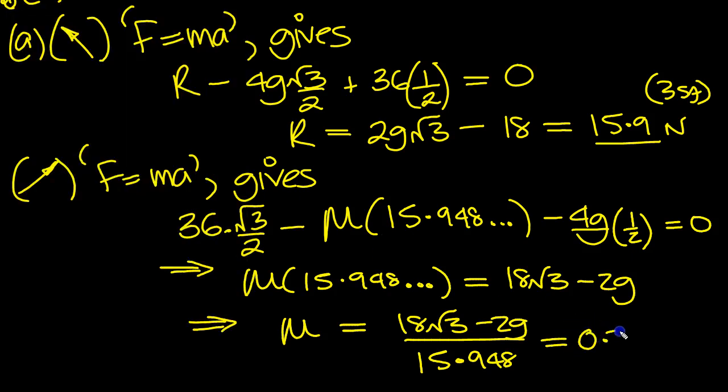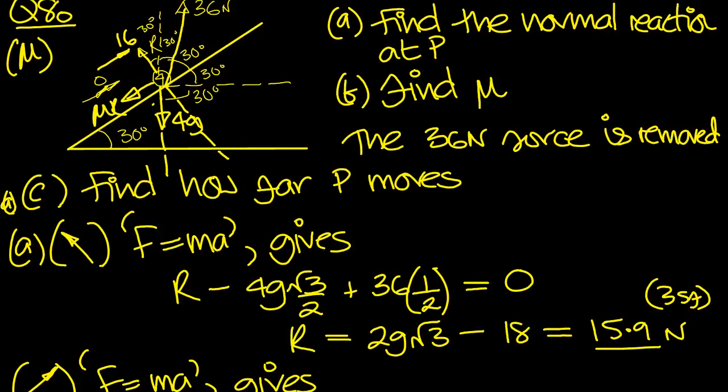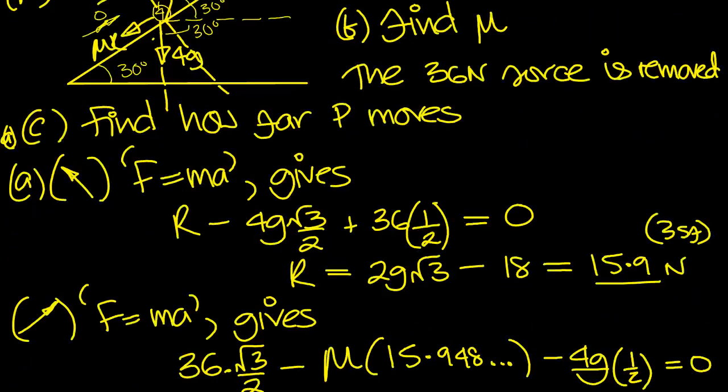0.7259, and so on, which equals 0.726. That's the three significant figures. You can write it like so. There's mu. Okay, so we've got mu there, which we were asked to find in part B.